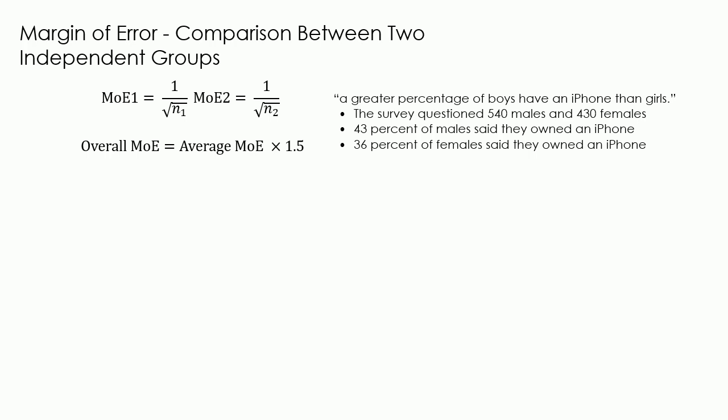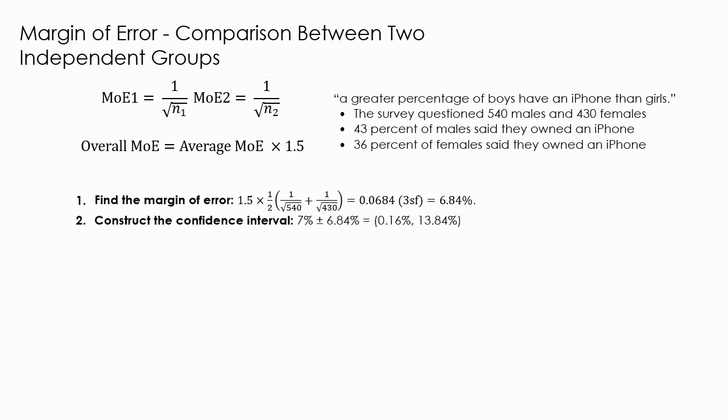Looking at this, we can see the number of males who said they owned an iPhone was 7 percentage points higher than females. We need to see if the 7 percentage points difference from the sample is actually enough for us to conclude there is a difference back in the population. Again, we need to go through the same 4 steps. We need to find the margin of error, which is 1.5 times the average, which is half of the two added together, of 1 over square root n for each sample size. This gives us 0.0684, which is 6.84%.